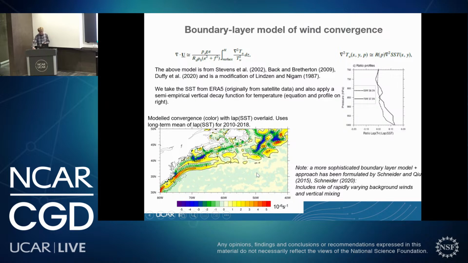And the result you get from this was if you force this model, basically these two equations with kind of appropriate coefficients, which you have to fiddle around with, the contours in this lower left panel are Laplacian of SST, and the colors are the near-surface convergence. And by design, they overlie each other because of this relationship in the top right. And you get these kind of amplitudes.